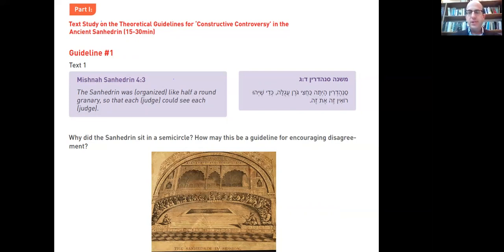And the students also played a role. Occasionally, if a student noticed that their rabbis were heading in the wrong direction, they too had the responsibility to stand up and say, "You're wrong." So why is this so significant, that they're sitting in this half circle? What can we learn from this?